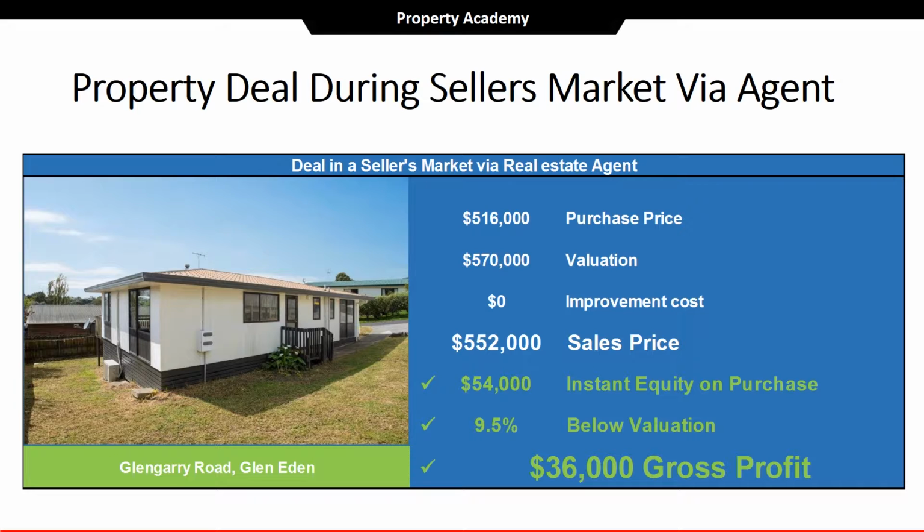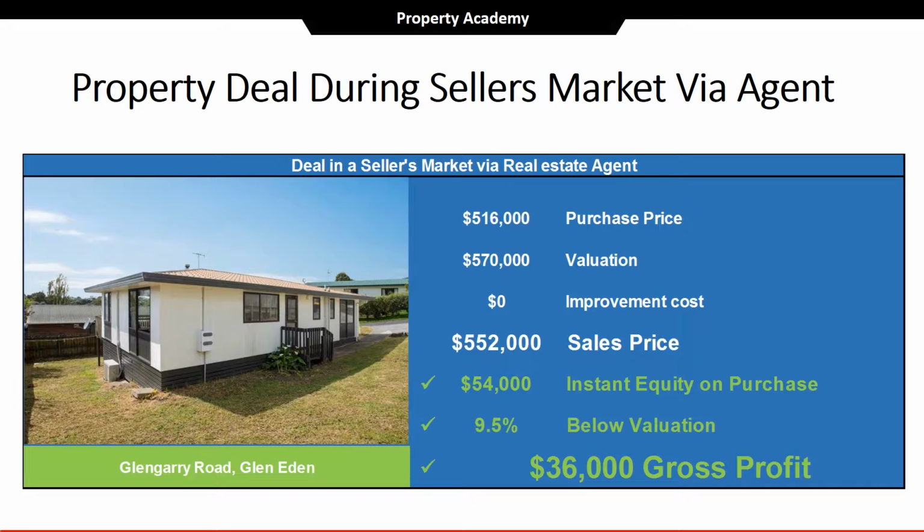So even if I hadn't sold it for that amount, I knew that the instant equity I was making was about $54,000. What we call equity is the difference between what the property is worth compared to what you have actually purchased it for. So if we go 570,000 less 516,000, that gives us an instant equity of 54,000.